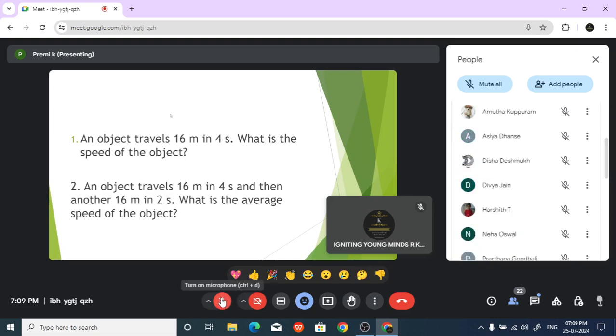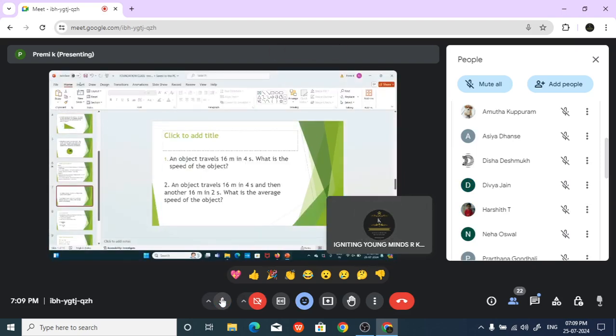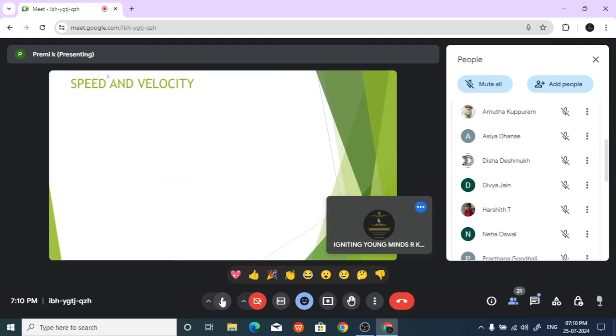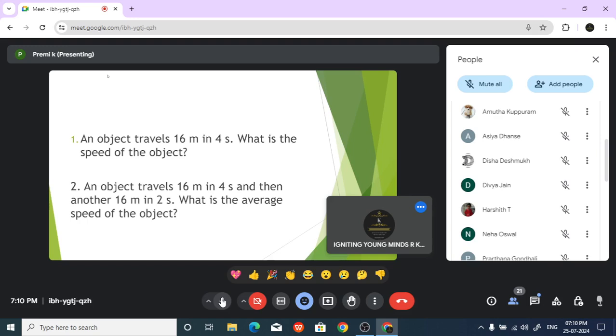Okay, students, just for your understanding, the final answer is 5.3 meters per second. Am I correct? So can anybody convert this into kilometers per hour? 16 by 3 is the meters per second; you can try to convert that into kilometers per hour. You have to multiply by 18 by 5. When you want to convert meters per second into kilometers per hour, you multiply by 18 by 5. So you find 16 by 3 into 18 divided by 5. That will give you the answer.